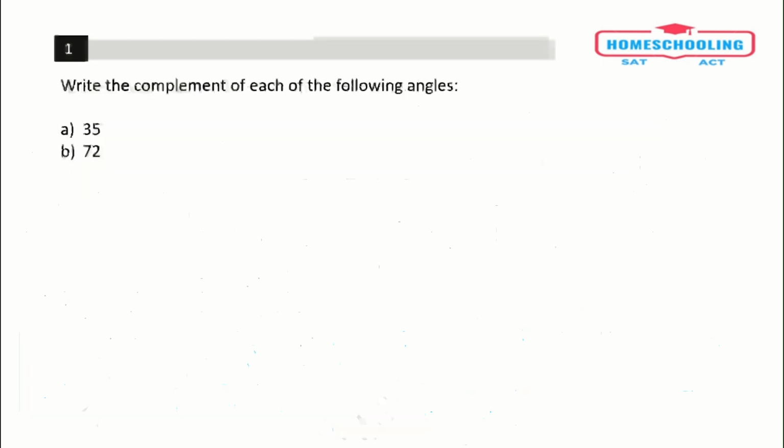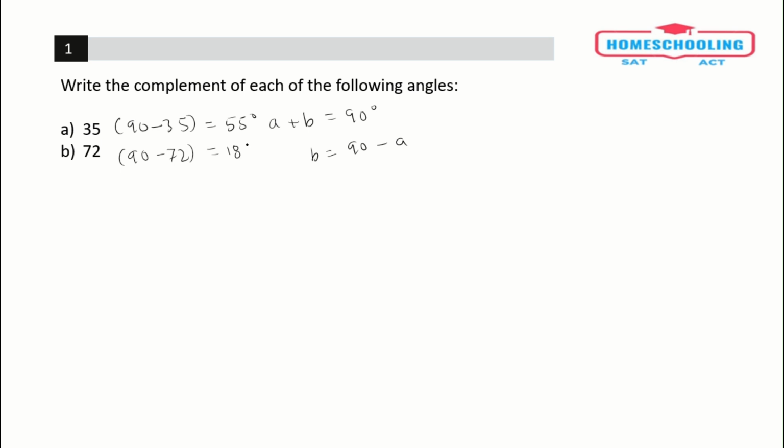Now let's come to the questions. First, complement. In the complement of an angle, the sum of both the angles would be 90 degrees. So if we know one angle A, then the other would be 90 minus A. For the first, we will write 90 minus 35, which is going to be 55 degrees, and the complement of 72 degrees is 90 minus 72, which is going to be 18 degrees.